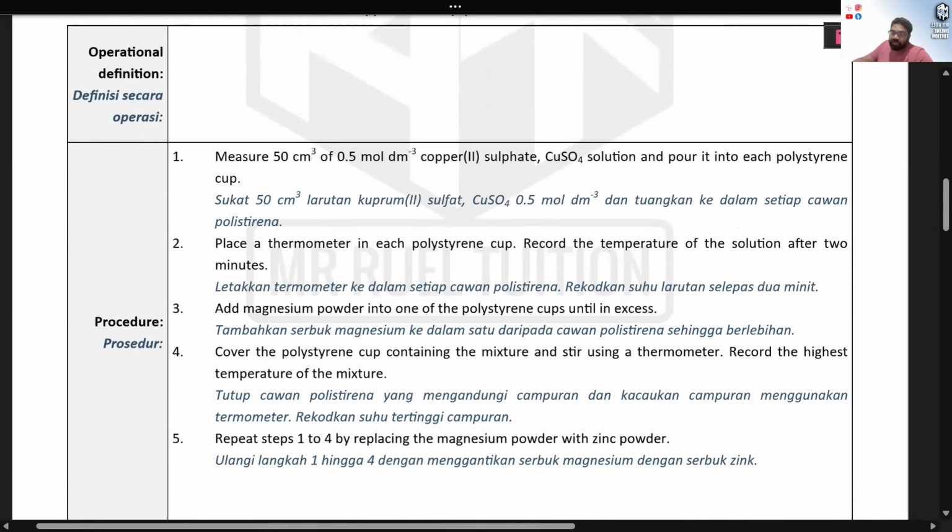We have to record the initial temperature after 2 minutes. Later, I have some discussion questions to go through with you all. Okay, so we'll look at the discussion questions later. I will answer. I will explain why we do this and all that.